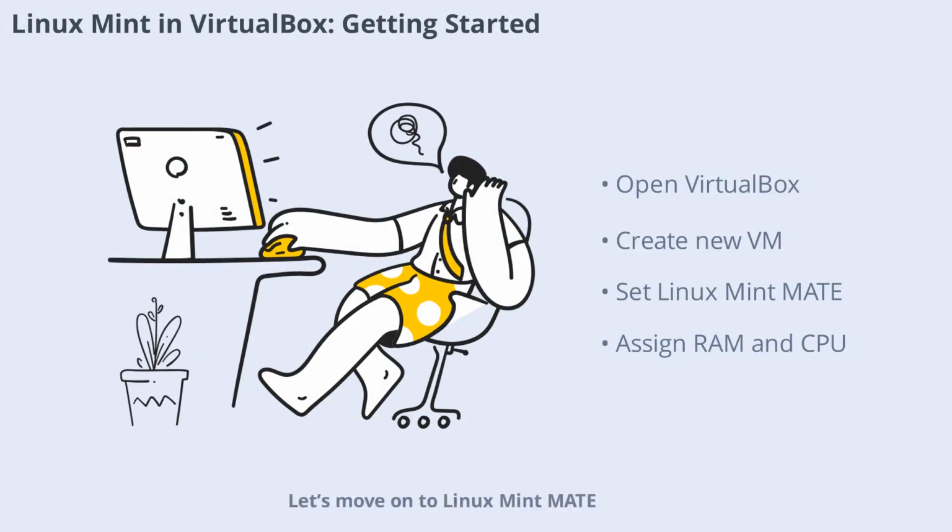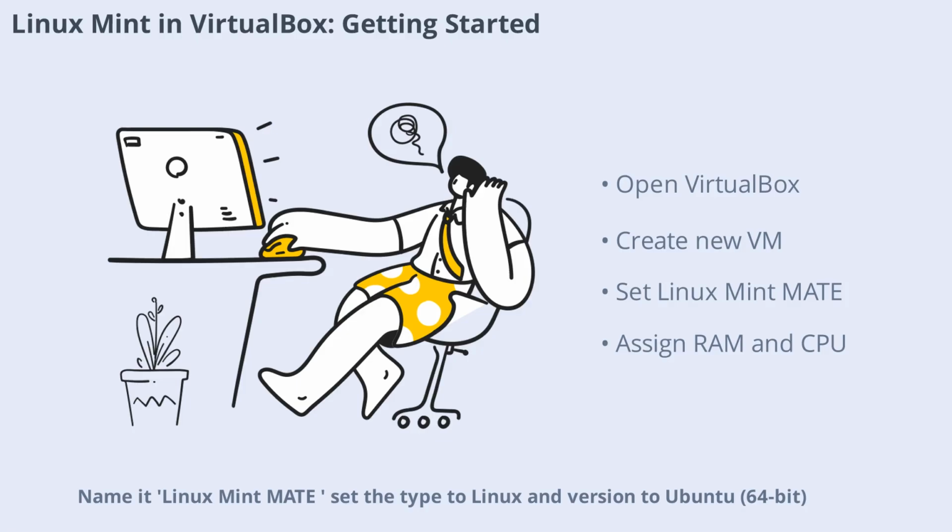Let's move on to Linux Mint MATE. Open VirtualBox and click New to create a new virtual machine. Name it Linux Mint MATE, set the type to Linux and version to Ubuntu 64-bit. Assign at least 2 GB of RAM and 2 processor cores for smooth performance. This VM will serve as the base for your portable Linux installation.